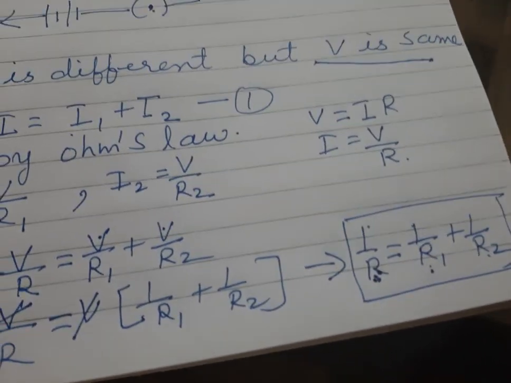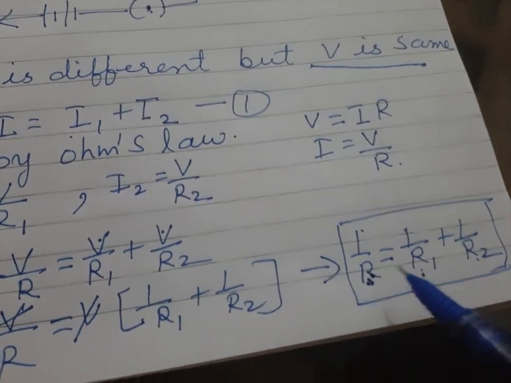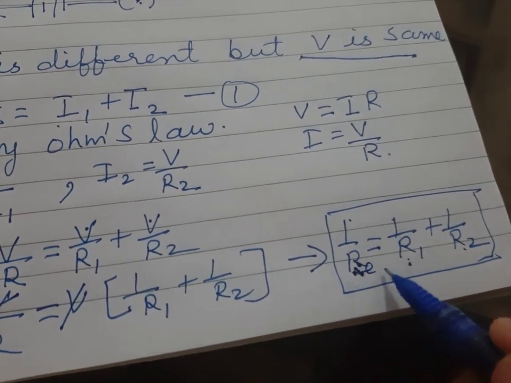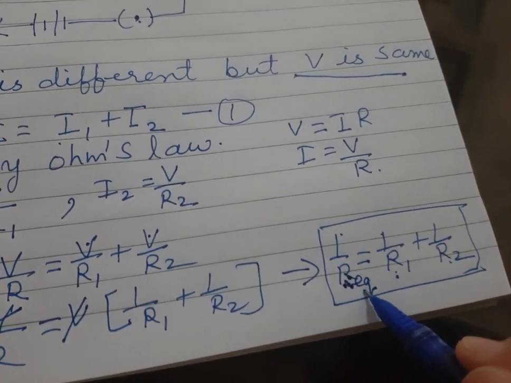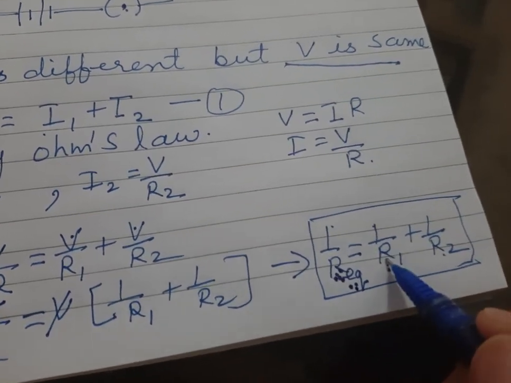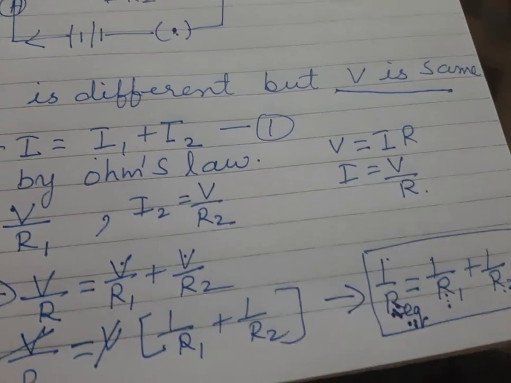Again, one more thing to remember is that in the case of parallel combination, the equivalent resistance is always less than the individual resistance. That's all for today.